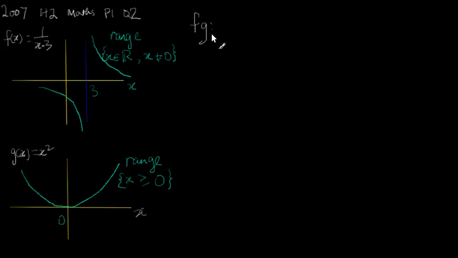Now fg means that the mapping will start with g, so we do the mapping with g first, followed by f. This mapping with g starts from the domain of g, which is all possible real values, so x can be any real number. This maps to the range, which is any number more than or equal to 0.